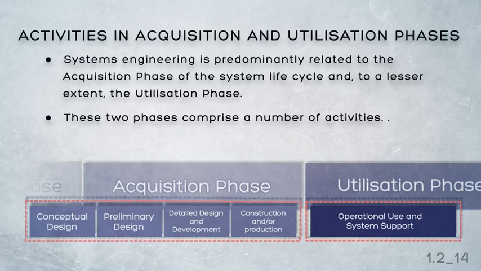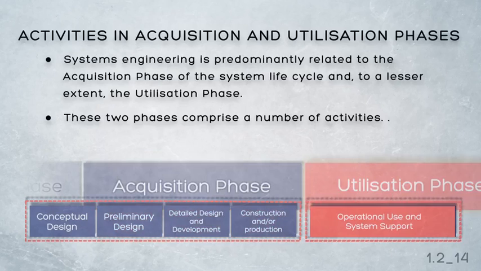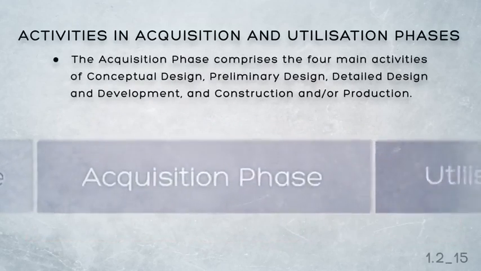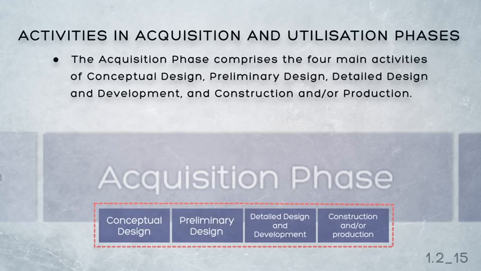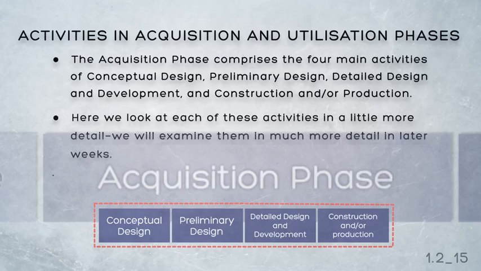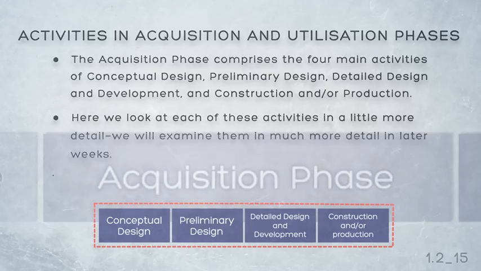In the acquisition phase, the activities are called conceptual design, preliminary design, detailed design and development, and construction and production. In the utilisation phase, the activities are operational use and system support, and these two activities are undertaken in parallel. The acquisition phase comprises the four main activities of conceptual design, preliminary design, detailed design and development, and construction and/or production. And it's this acquisition phase that we'll focus on throughout the course. Let's look at each of those activities in more detail in the coming weeks.